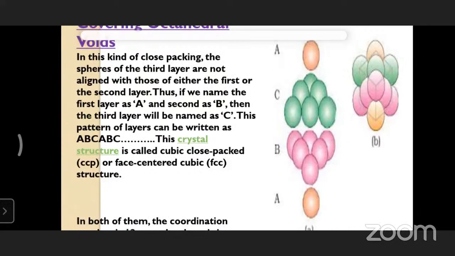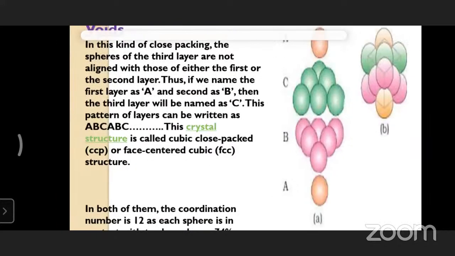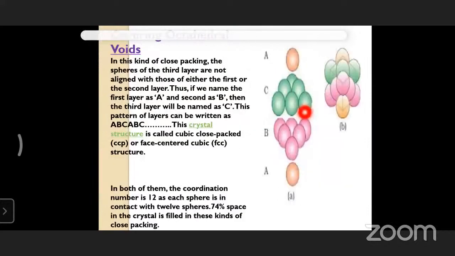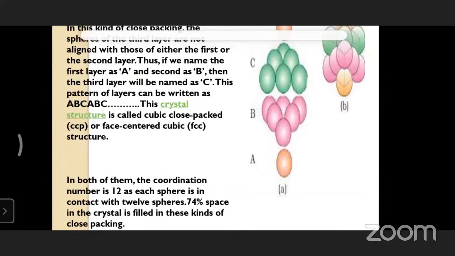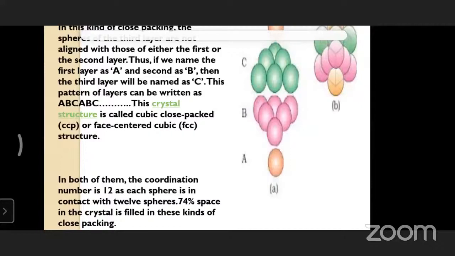As a CP structure, it has tetrahedral covering, and octahedral voids are covered. We can observe this especially in CCP and FCC. In both of them, the coordination number is 12, as each sphere is in contact with 12 spheres. If we look, the coordination number of each sphere is 12.